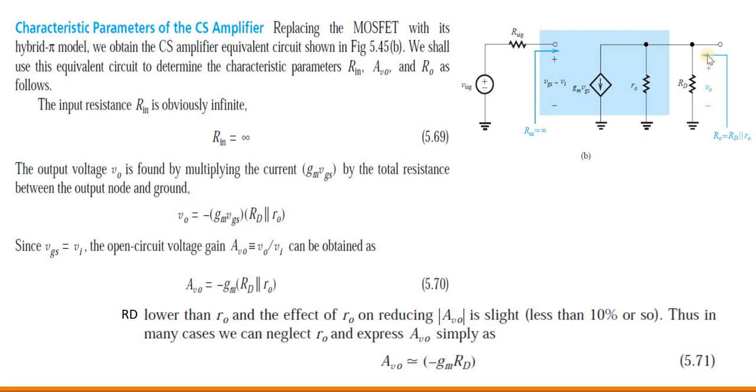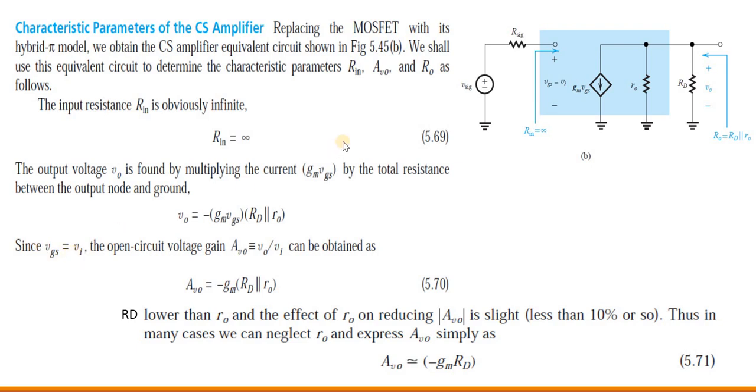So V naught is nothing but minus gm into VGS. The direction of the current is reversed here, which is why there is a minus sign, minus gm into VGS into the resistance, which is RD parallel to R naught. RL is not considered here. So the output resistance will be R naught parallel to RD. So the output voltage equation is this one.